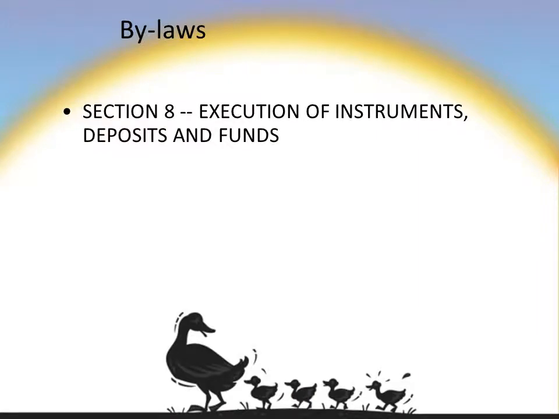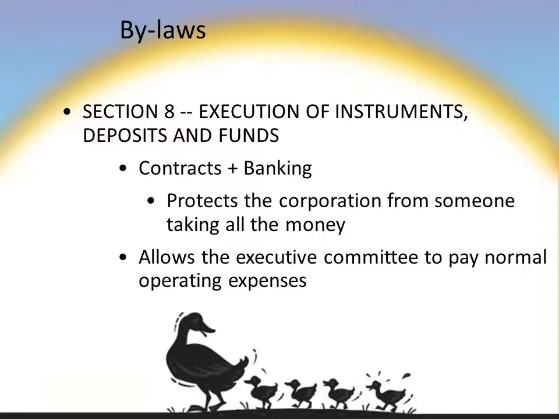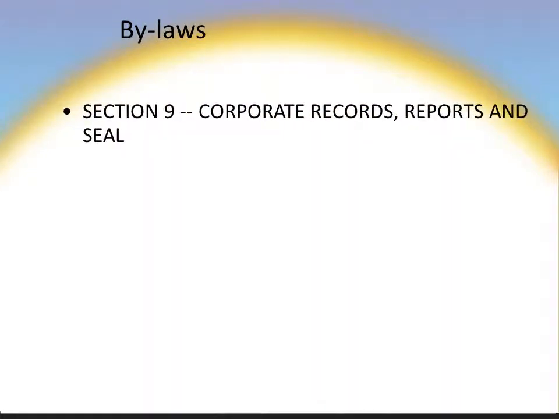Section 8 covers contracts and banking. This section protects the corporation from someone taking all the money. It also allows the executive committee to pay normal and operating expenses. Section 9 directs the board of directors to keep accurate corporate records. These include meeting minutes, financial records, an up-to-date copy of the articles of incorporation and the bylaws. It also states that any board of director member has the right to see these records.